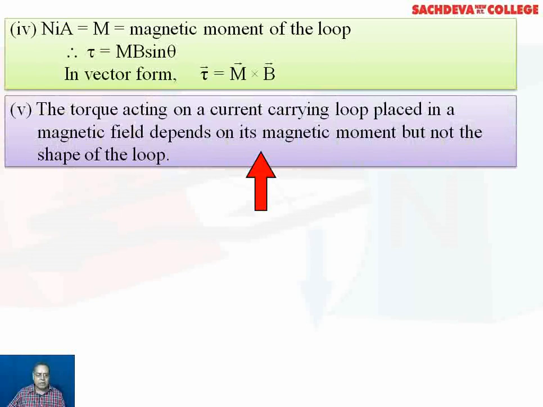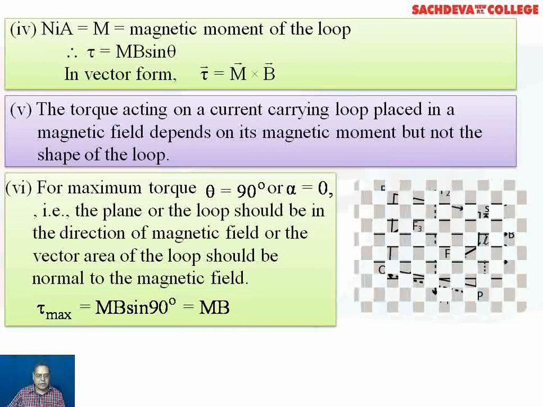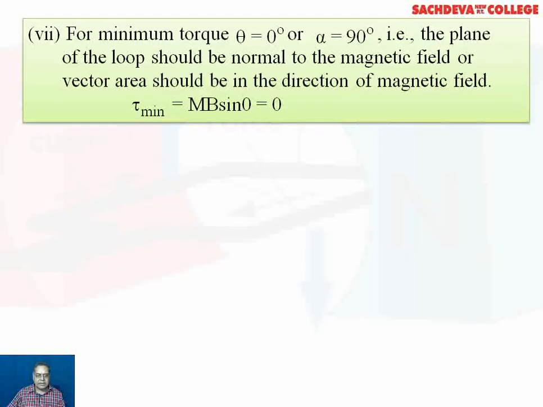The torque acting on a current carrying loop placed in a magnetic field depends on its magnetic moment but not the shape of the loop. For maximum torque, theta is 90 degrees or alpha is 0. That is, the plane of the loop should be in the direction of the magnetic field, or the vector area of the loop should be normal to the magnetic field. Tau maximum will be M B sine 90, that is equal to M B because sine 90 is 1. Again, look at the figure.